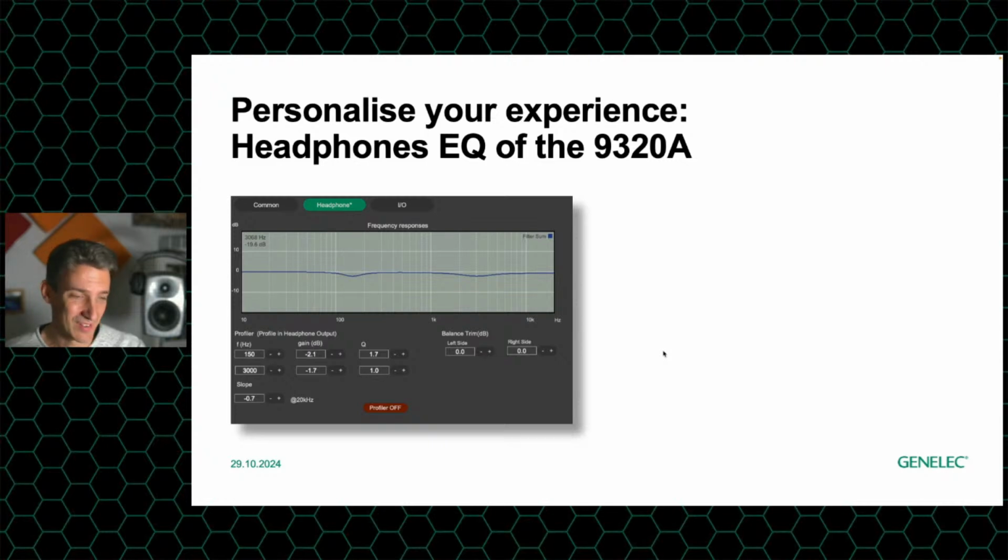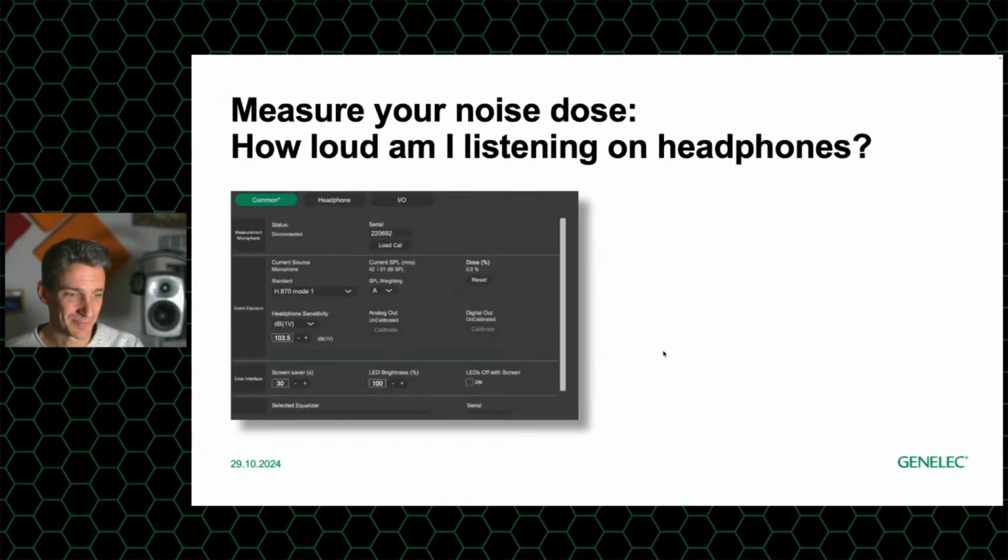So this is the section of the headphones EQ. The famous 103.5 dB SPL for 1 volt can be entered here under headphone sensitivity. And this makes it possible now to measure your noise dose, which means, how loud am I listening for what amount of time.